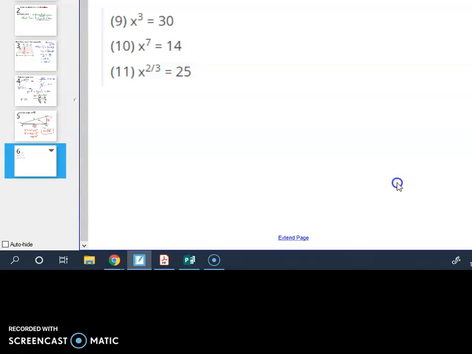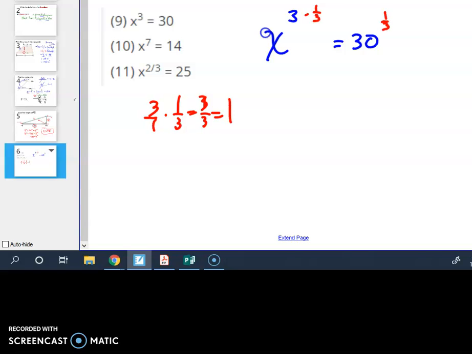So problem number 9, I have an exponent of 3, and I want to get an exponent of 1. So what I'm going to do is multiply the 3, or 3/1, by its reciprocal, which is 1/3. And that's going to give me 3/3, or 1. So I'm going to do an exponent of 1/3 to both sides.